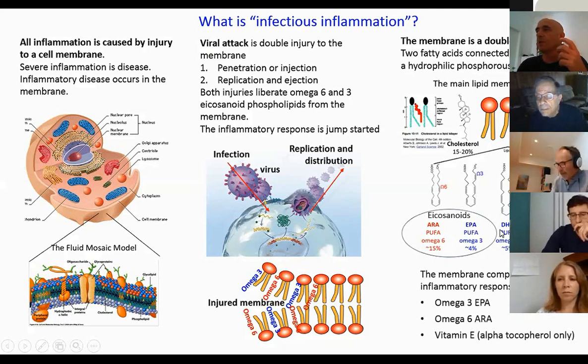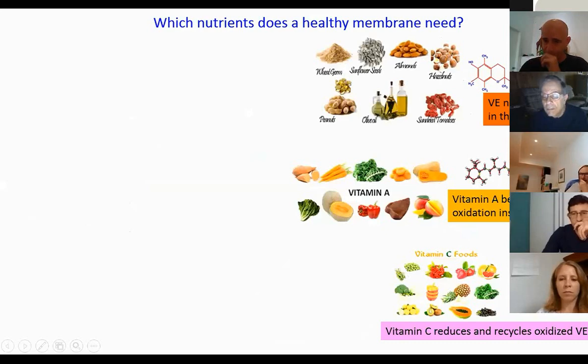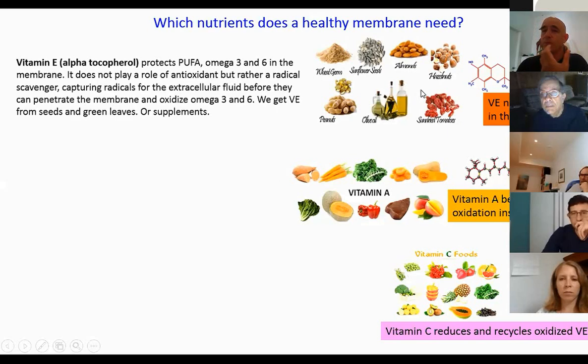Now, there are three key players here in any inflammatory response, and this is the eicosanoids, the 20 carbon, arachidonic acid and EPA, and the alpha tocopherol. And I'll try to explain this play between these factors. So, which nutrient does a healthy membrane need? So we have a list here of foods that we can eat that will give us these nutrients, and I will try to show what they're important for.